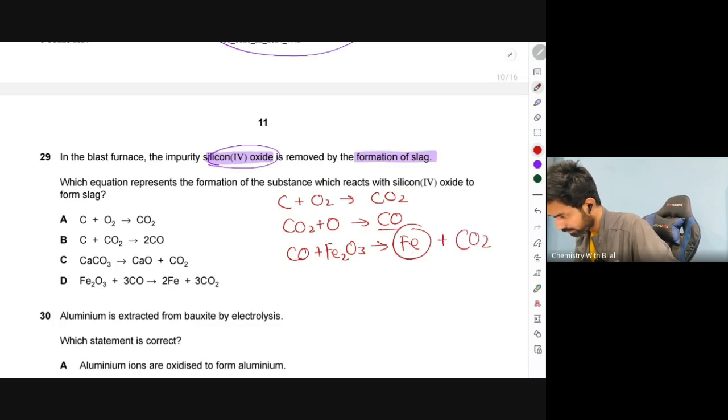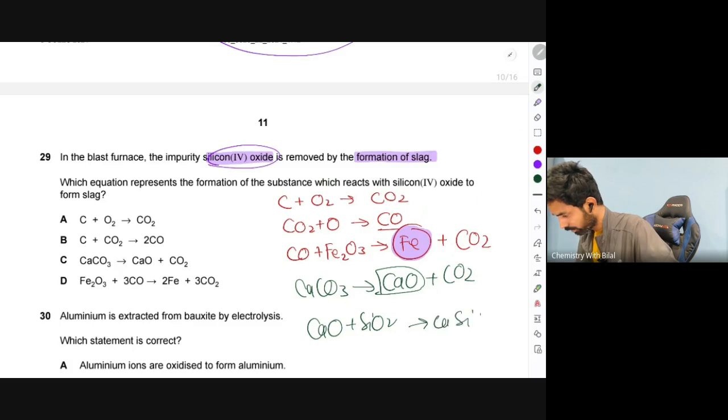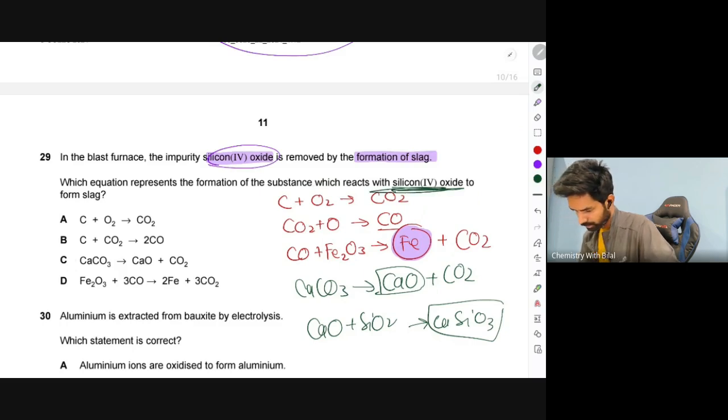Now we add limestone. Limestone is thermally decomposed to give you lime and carbon dioxide. This lime produced can react with silica, which is acidic impurity attached with iron, to form molten slag. Which equation represents the formation of the substance which reacts with silicon? तो कहाँ पे हो रही है? To form slag. Formation of. I think it should be C.